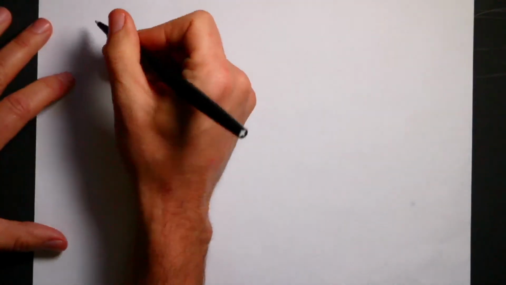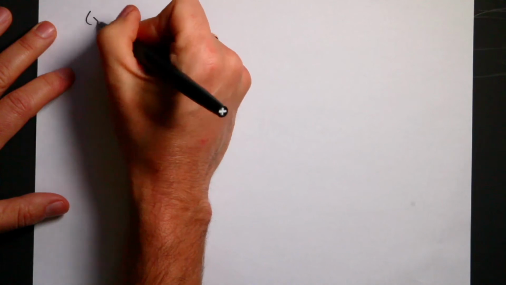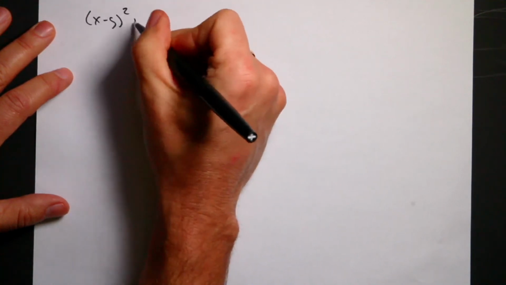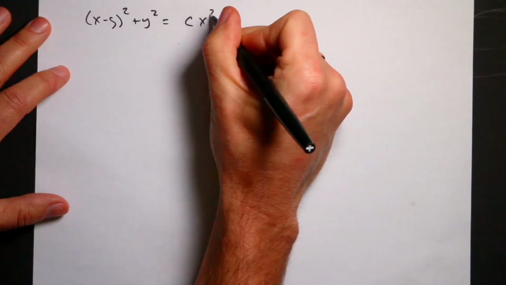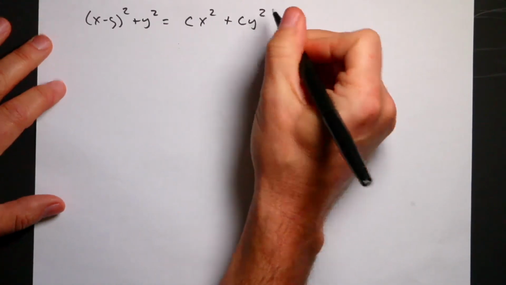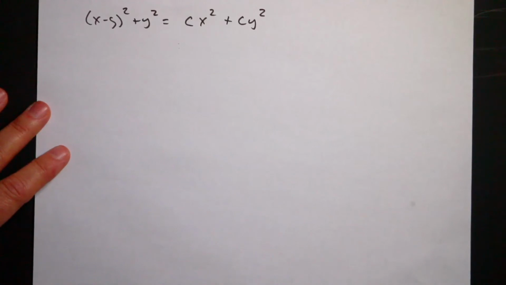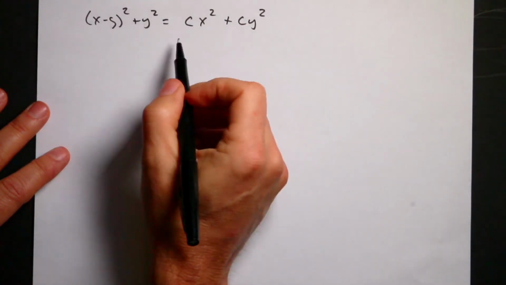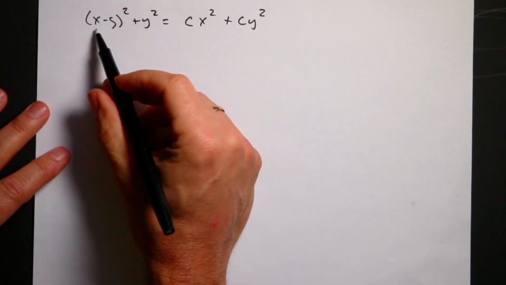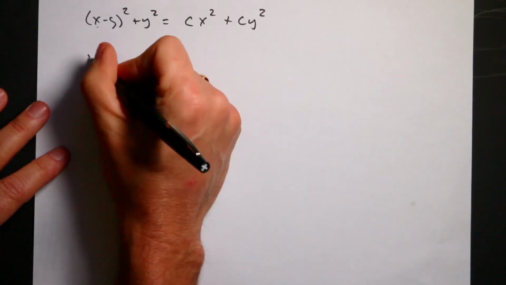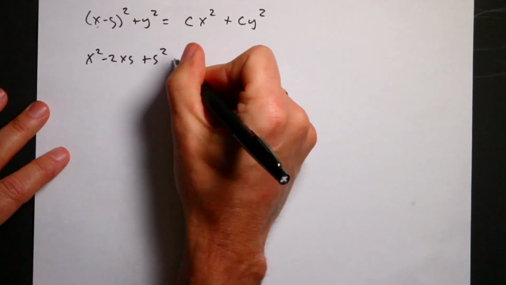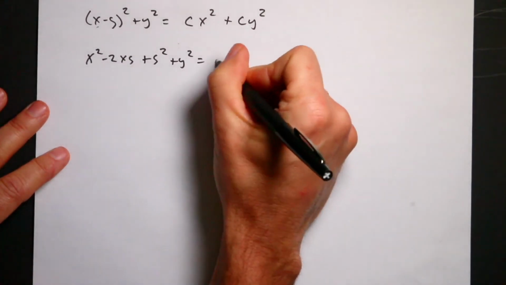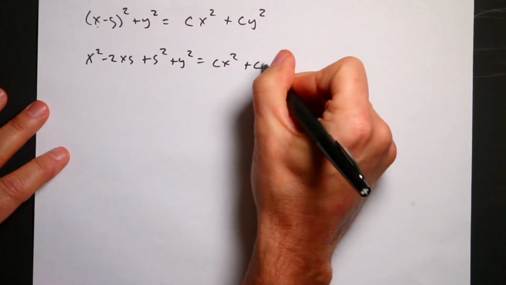Okay, so now I get (x minus s) squared plus y squared equals c x squared plus c y squared. Remember, c is q2 squared over q1 squared. Okay, I want to solve for y. So let's multiply this out. I get x squared minus 2xs plus s squared plus y squared equals c x squared plus c y squared.